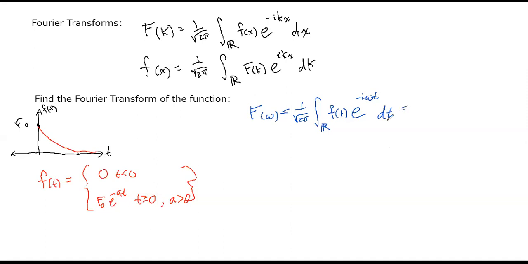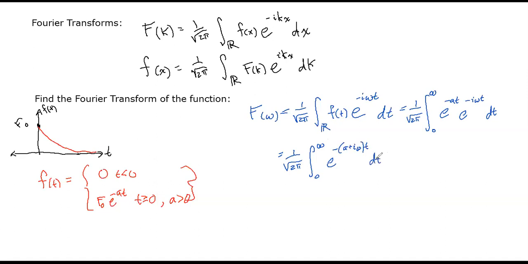Okay, well, this function is 0 on the entire negative real axis, so that simplifies the integral. And we just get the positive real line, e to the minus at, e to the minus iωt, dt. And then properties of exponents still work if there's an i in one of them. So this is 1/√2π, integral from 0 to infinity, e to the minus (a plus iω)t dt. Everybody happy with that so far?